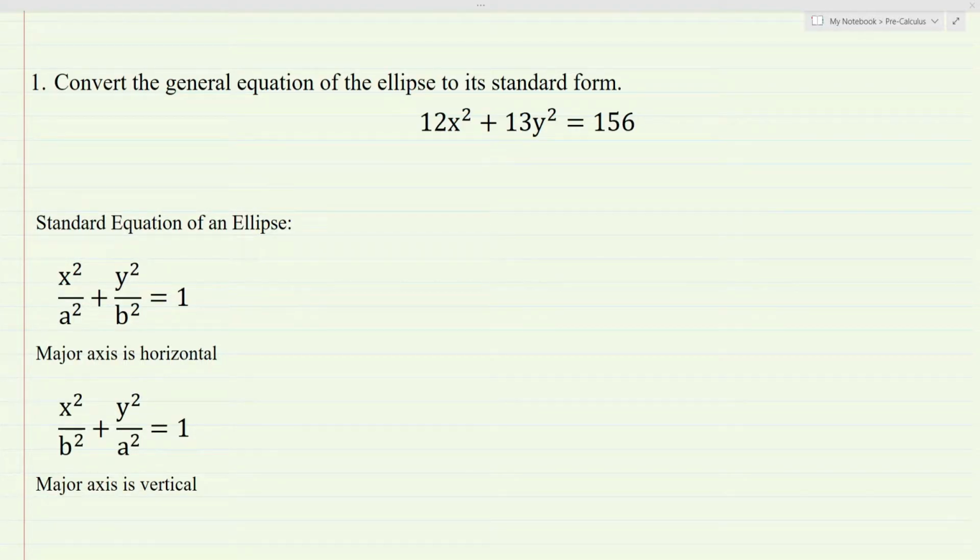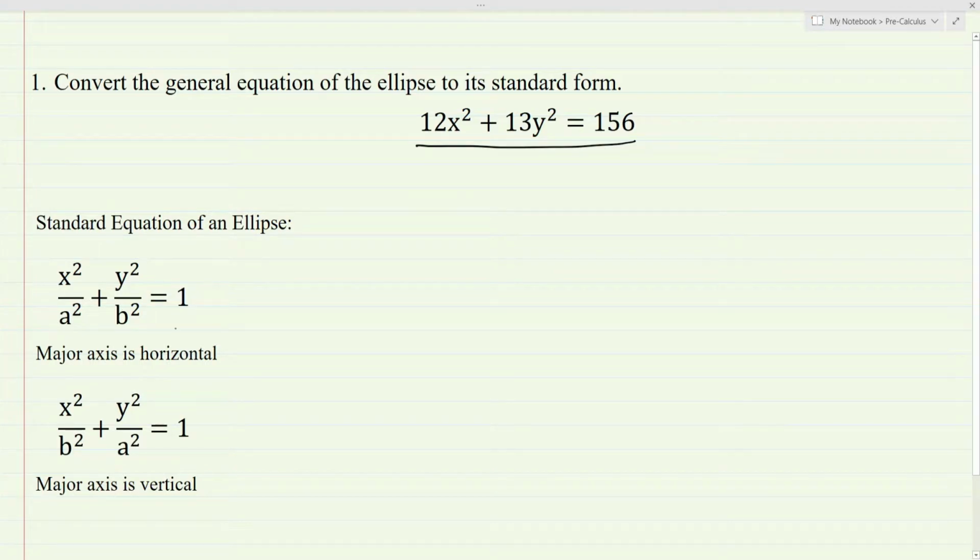For this particular problem, we have an ellipse whose center is at the origin due to the fact that its general equation contains only the variables x and y. With that type of ellipse, it can have two possible standard equations. The first one is x squared over a squared plus y squared over b squared equals 1.